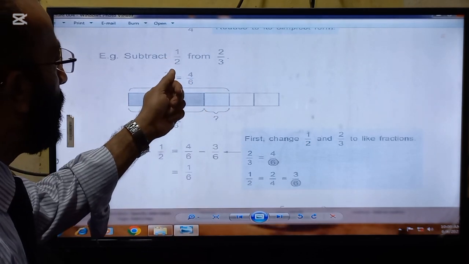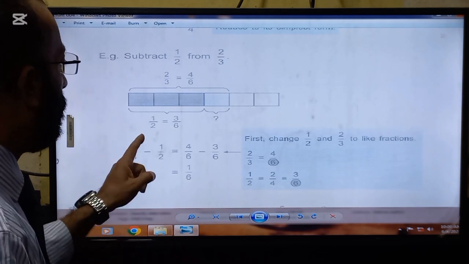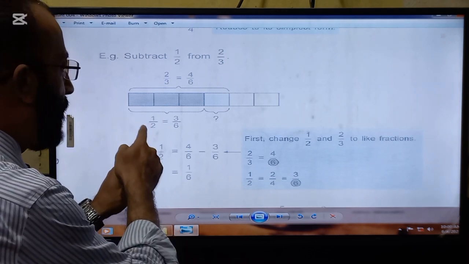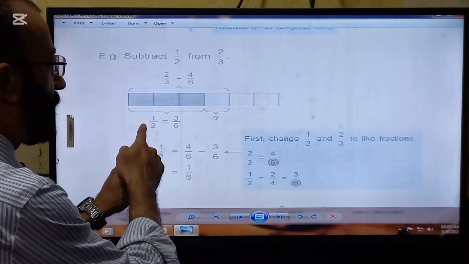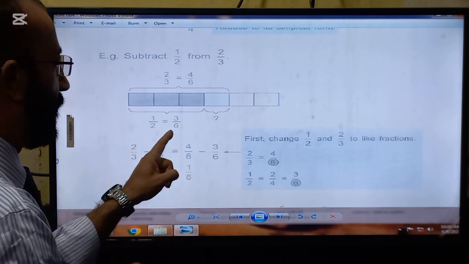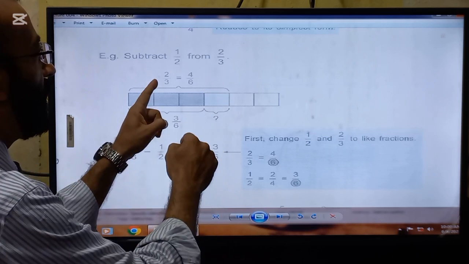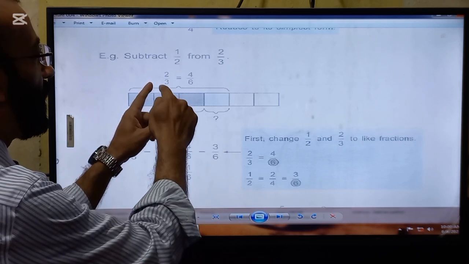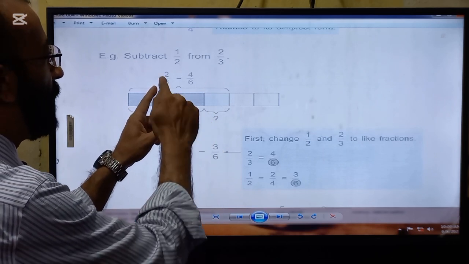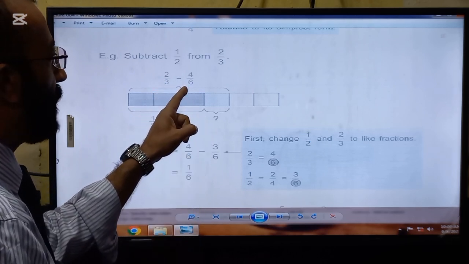So look at the first fraction, 1 by 2. We will multiply the numerator and denominator with the same number, 3. So 3 ones are 3 and 3 twos are 6. So this fraction is now 3 by 6. And the second fraction is 2 by 3. We will multiply the numerator and denominator with the same number, 2. So 2 twos are 4 and 2 threes are 6. So this fraction is 4 by 6 now.